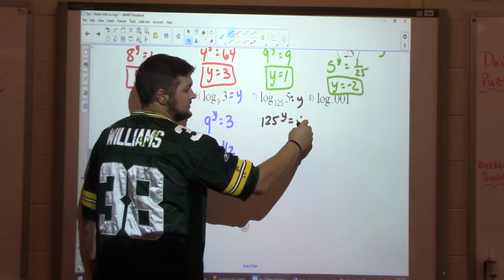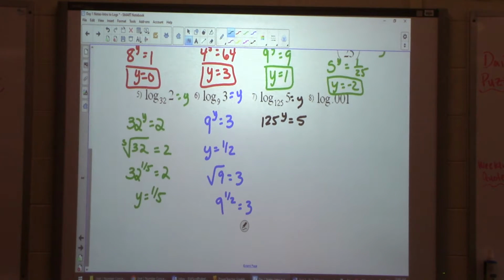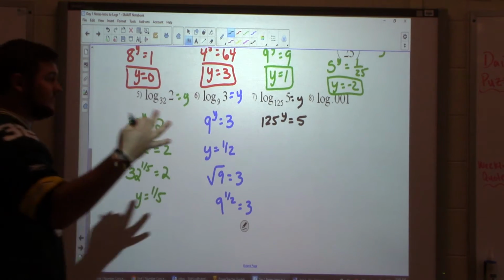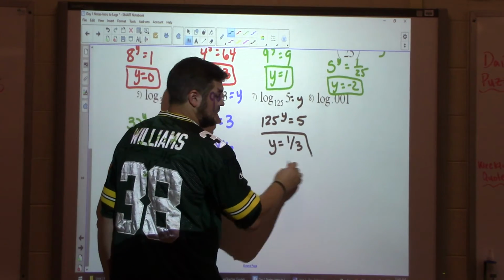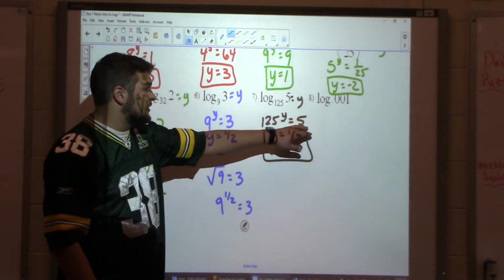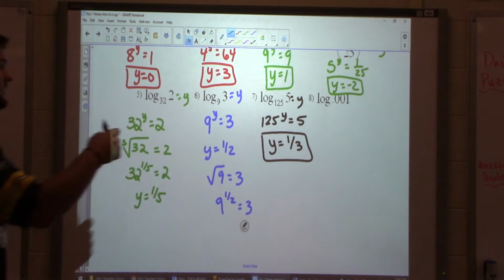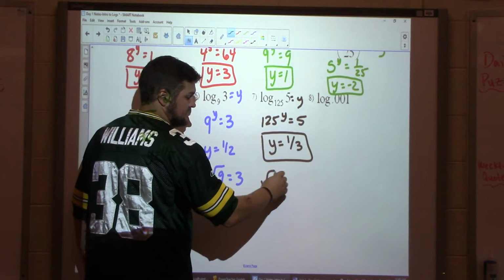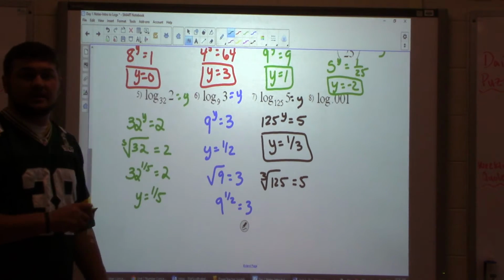125 to the y power equals 5. 5 to what power? Because I know it's going to have to be a fraction. 5 to what power gets me 125? 3. So that means 125 to the 1/3 will have to give me 5. If you look at it the way we normally do, where 5 cubed equals 125, I know 1/3 as an exponent will get me to 5. It's the same as the cube root of 125. Does that make sense?